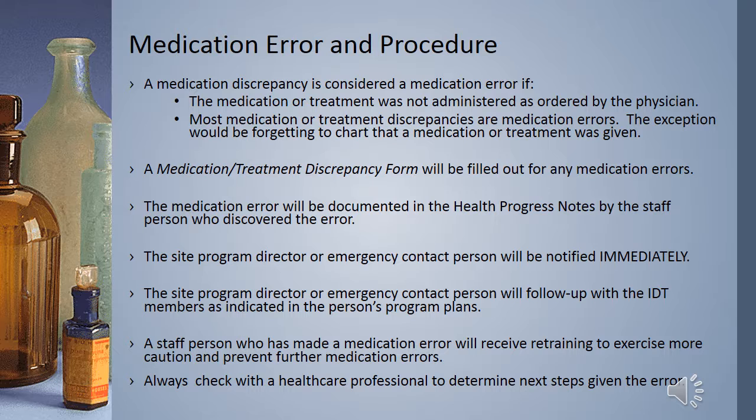It is also very important to contact the prescriber or the nurse of the site, whichever is indicated in the person's plan, to discuss the medication error and find out if there are any issues that would arise or health needs that need to be met as a result of the error. For example, if a person is given the wrong dosage of medication, you would call the prescriber or nurse to find out what steps you need to take to ensure the person's health, safety, and well-being given that error.